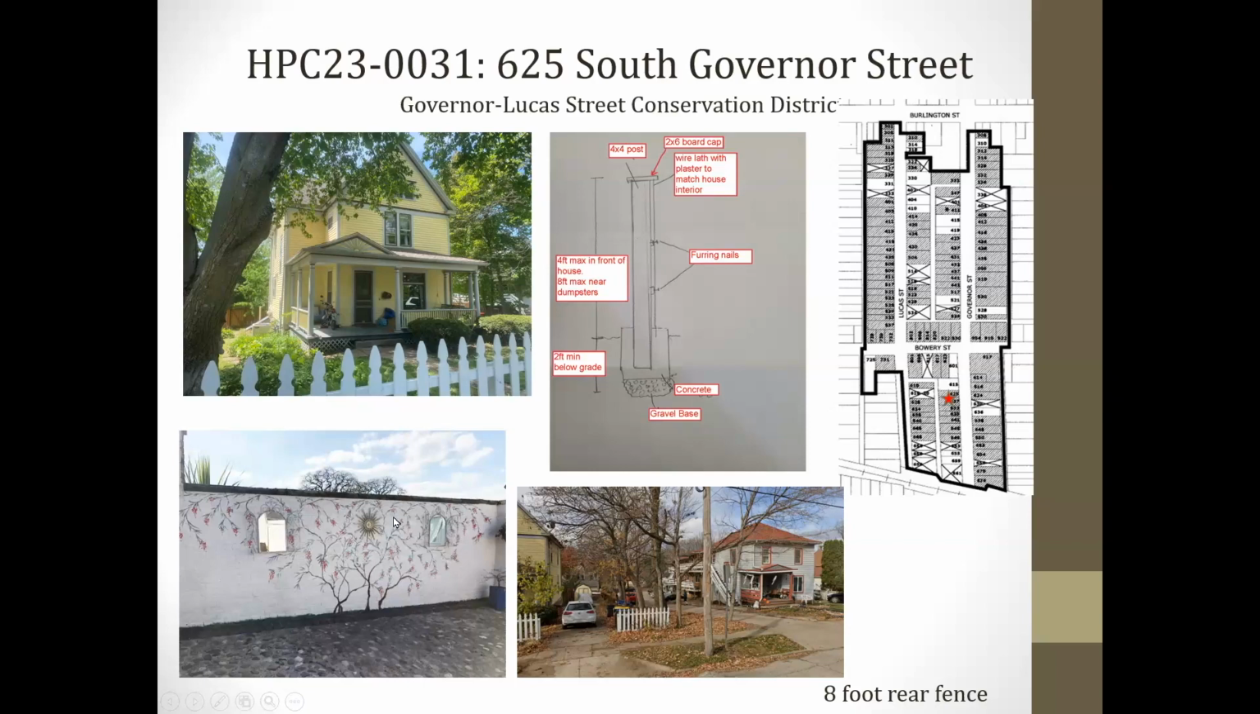So they have a cross-section. It shows that it'll have a footing. It's made out of wood. They say that it will be plaster, but, I mean, it will be stucco. This is just an example of the mural. Okay. The owner of this house is an artist.